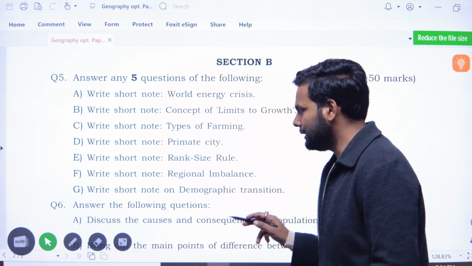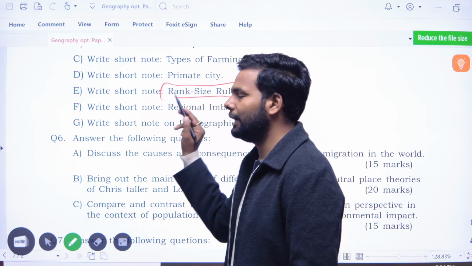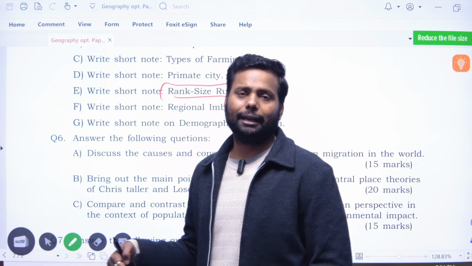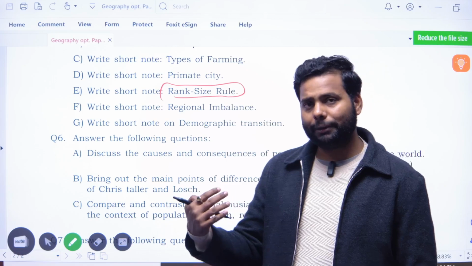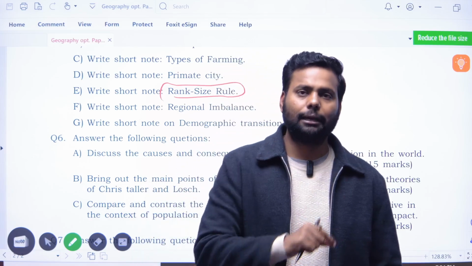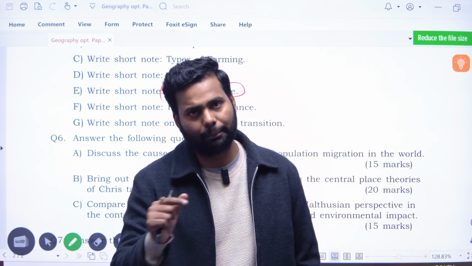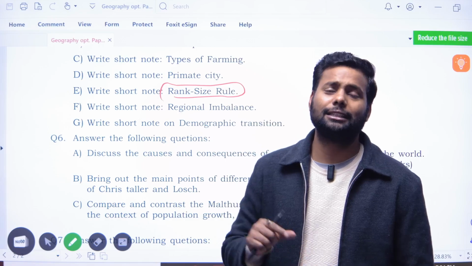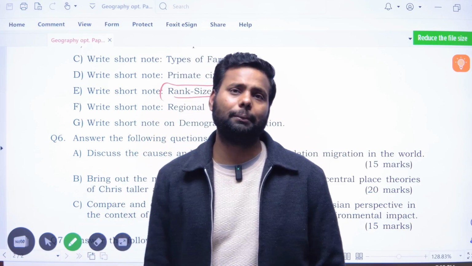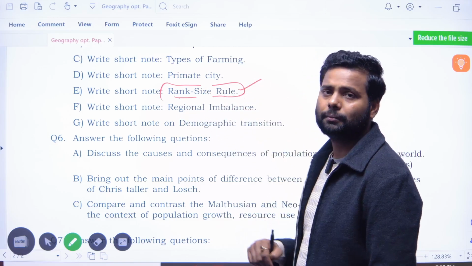Write a short note on the rank size rule. We all know that in India there is a rank size rule. UP is a state where we find the rank size rule of urbanization, where there is a development of Noida, Ghaziabad, Agra, Lucknow, Prayagraj, and Banaras. There is a hierarchical or rank size rule of development. So in this question you have to tell about the rank size rule. What is the rank size rule?